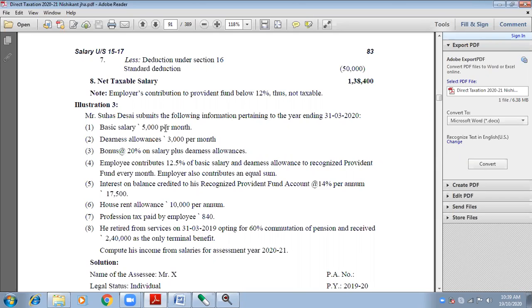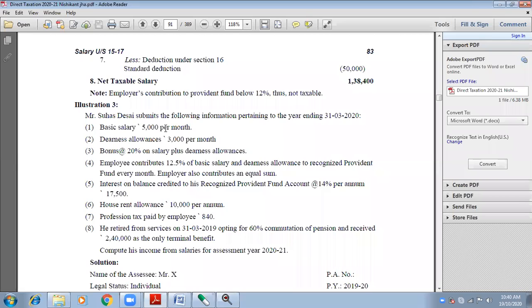ठीक है. अब देखो, he retired from the services on 31st March 2019. अब उसने ऑप्शन लिया. He took the option for 60% commutation of the pension and received 2,40,000 as the only terminal benefit. Only terminal benefit means no gratuity, no retrenchment compensation, no voluntary retirement compensation, nothing. He does not receive anything apart from the amount of pension.